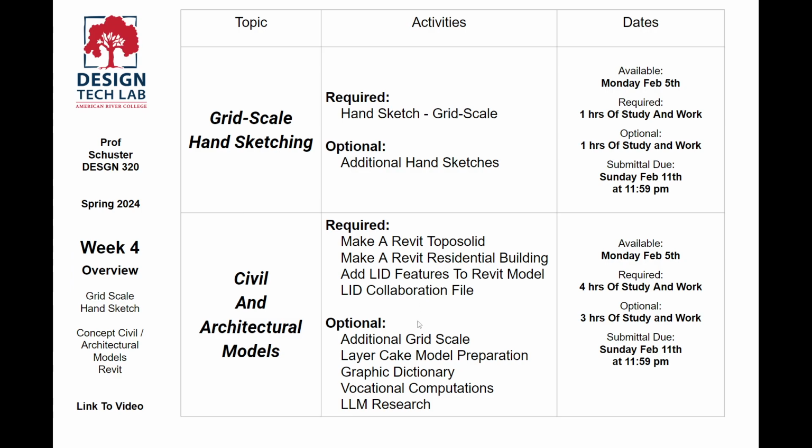All right, so there we go. That is our overview of week 4 in Design 320, grid scale hand sketching, and more in-depth modeling of concept, civil, and architectural models with Revit, getting ready for physical modeling next week.